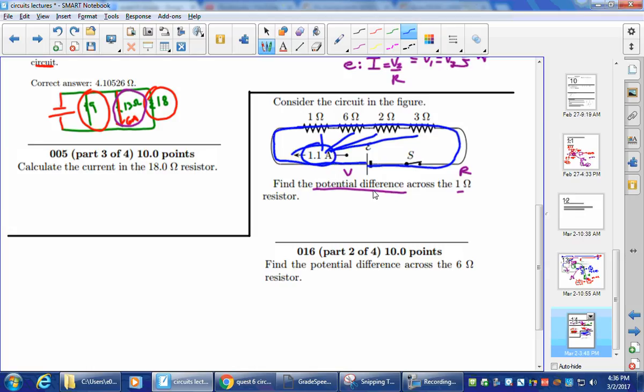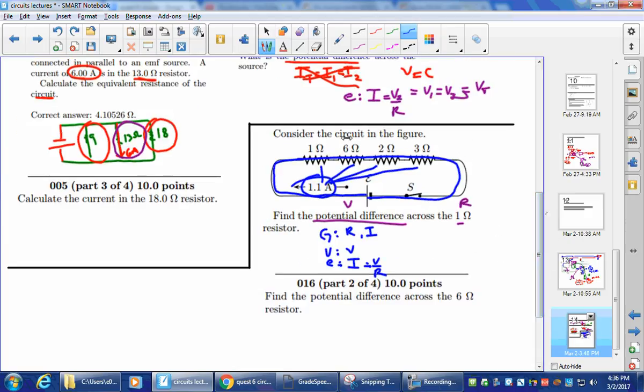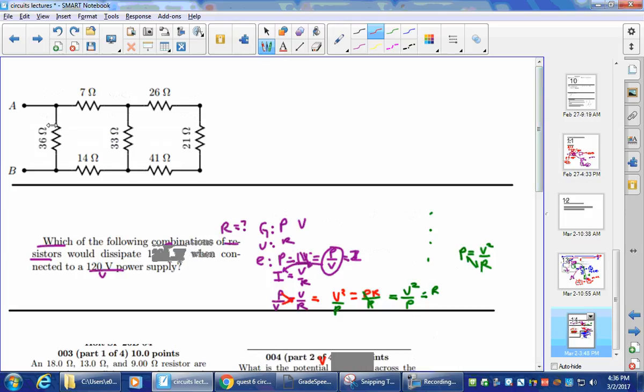All right. So let's see the potential difference across the 1 ohm resistor. So what do I have? My givens are resistance and, of course, current, because the total current is equal to the current everywhere. The unknown is the potential difference, or voltage. The equation is just going to be Ohm's law: I equals V over R. You just solve for V. Okay. And then the potential difference across the 6 ohm is the exact same thing, right? So here's the 6 ohm. You're given R, you're given I, you can solve for V. Cool, cool, cool. All right, let's go back up here.